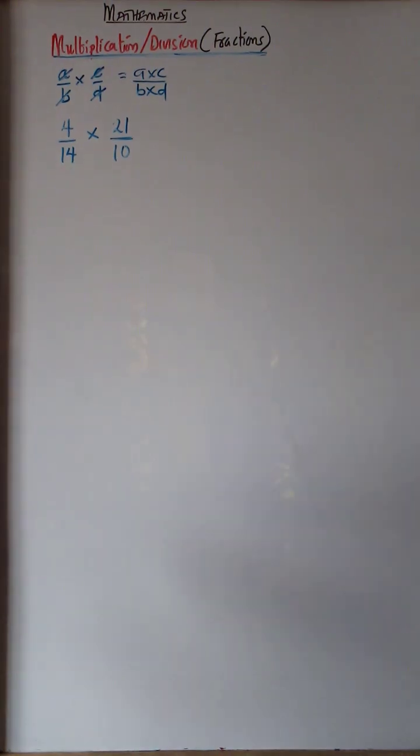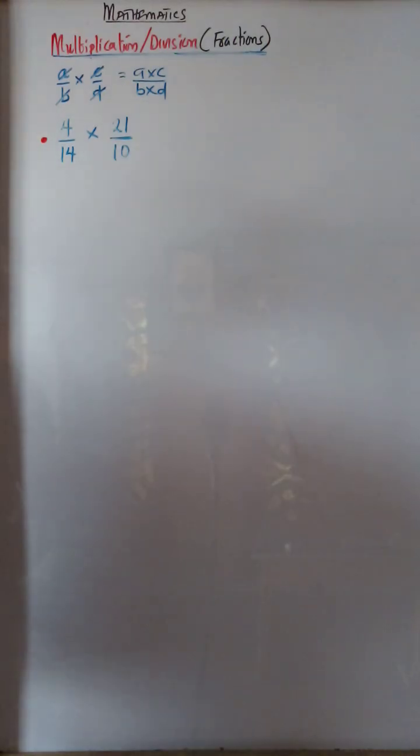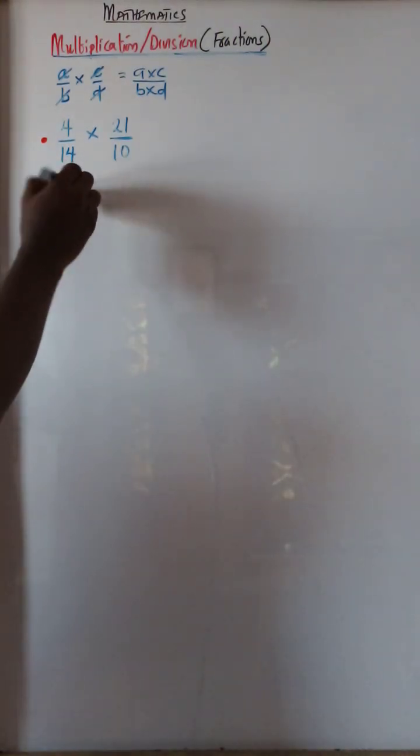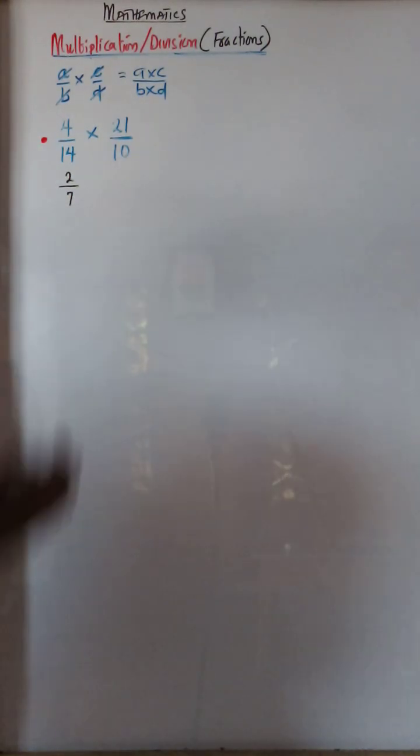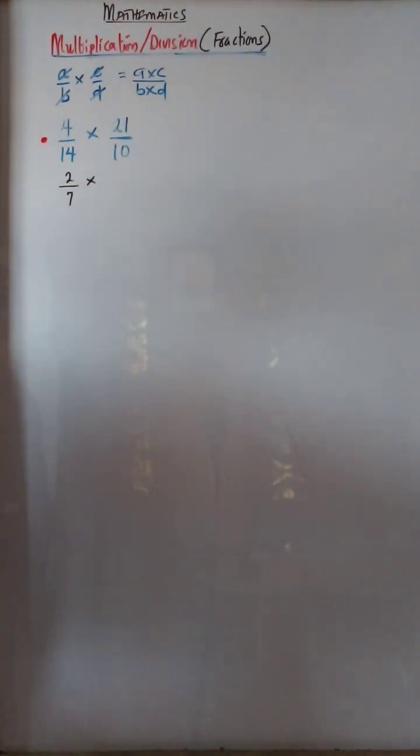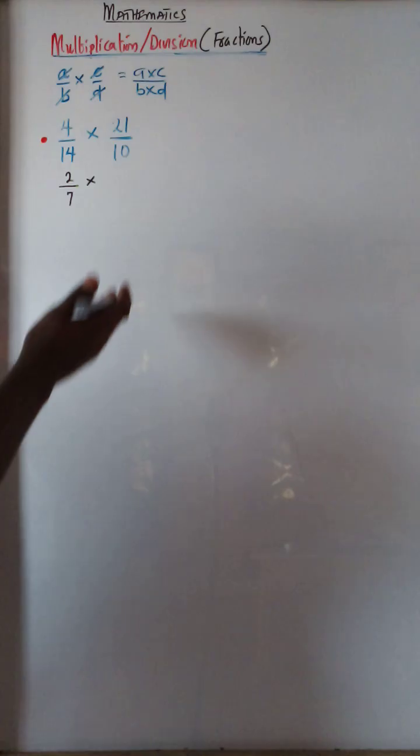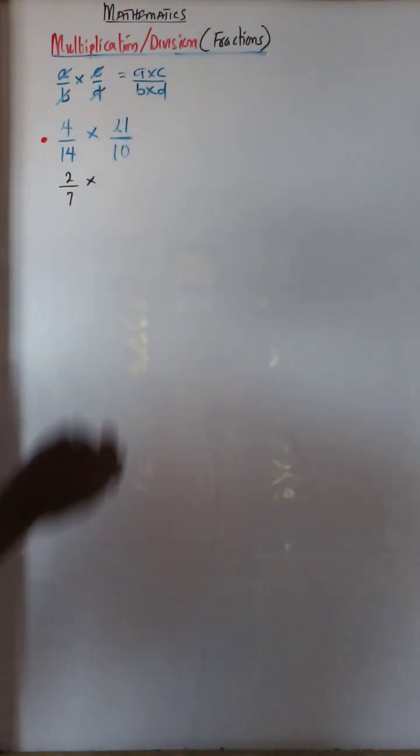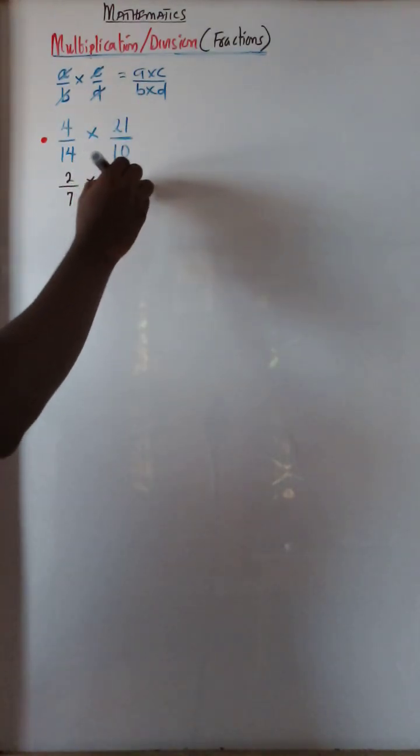Let's give examples. Now consider this example. Before you do anything, ensure this is in the simplest form and this. So when you check 4 and 14, what do you have in common? 2 is common. So divide 4 by 2, we get 2. Divide 14 by 2, we get 7. So, we come here. Is there any common factor? No. There is no number that can divide 21 and 10. So we leave it as 21 times 10.